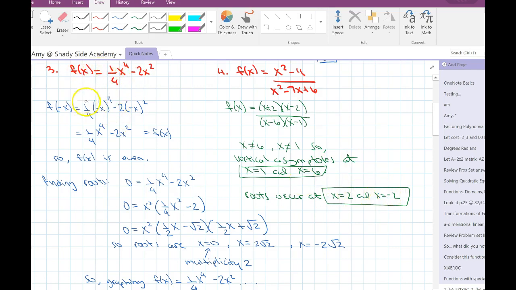Here's number 3, proving that it is in fact even. I generally just do the even test first, okay? Finding roots, blast from the past. Cumulative course, boys and girls. Keep on top of your stuff, all right?